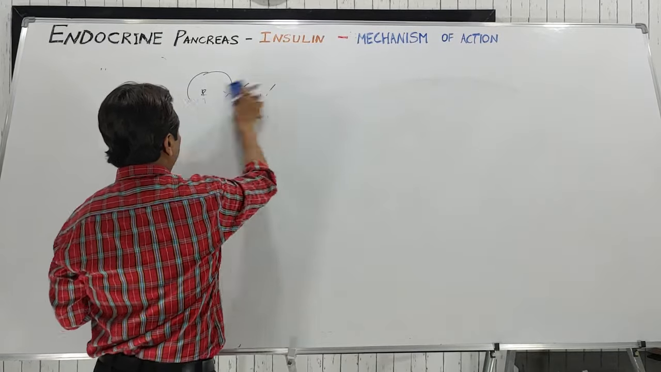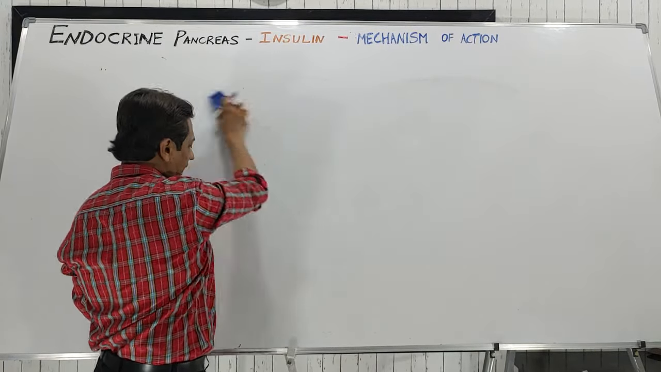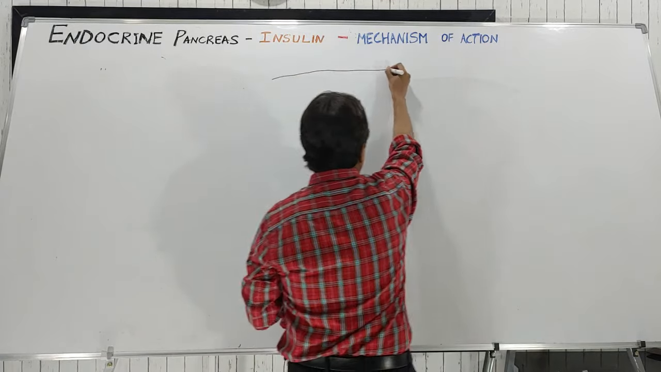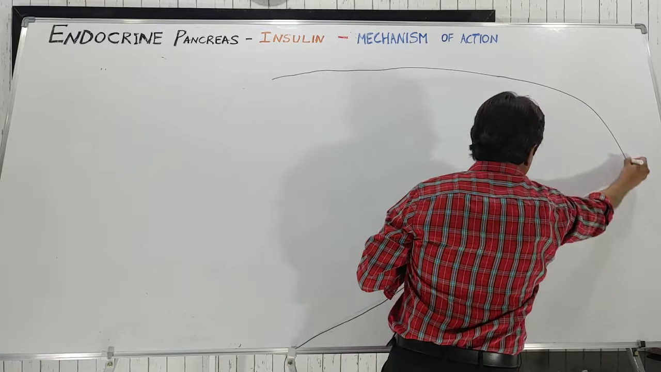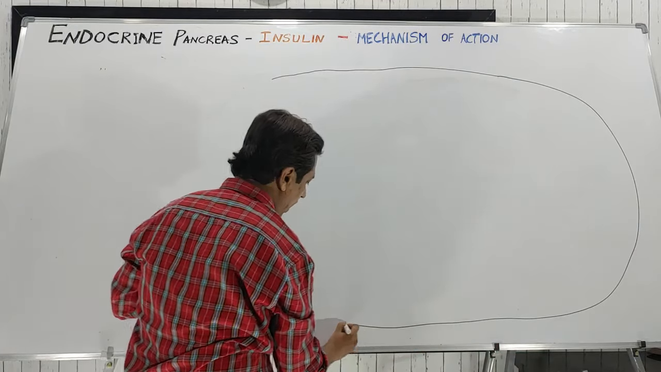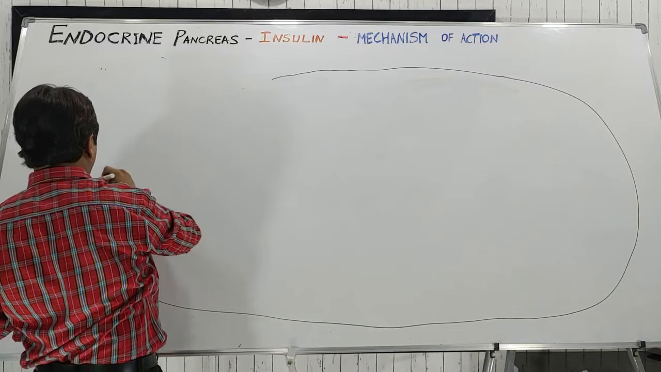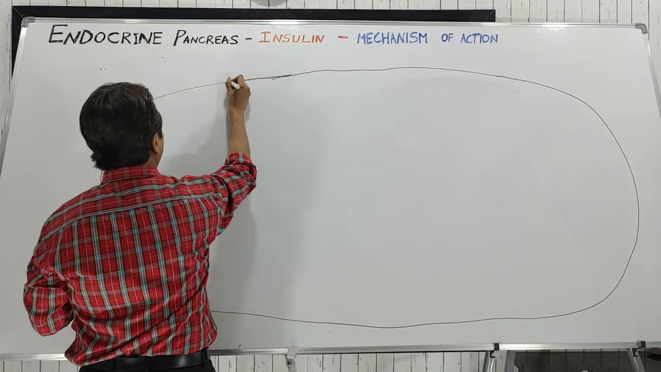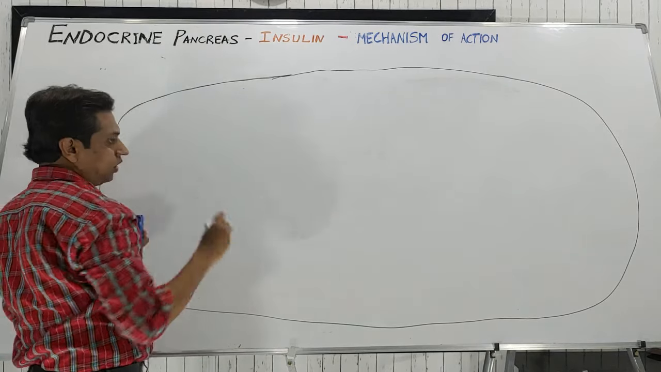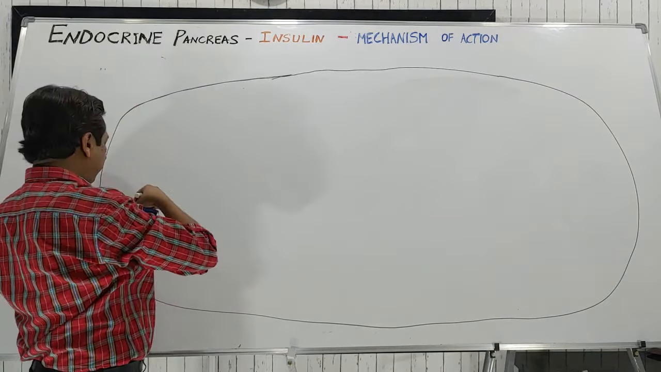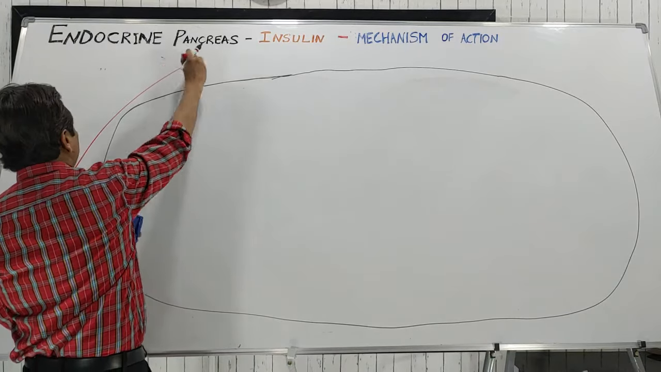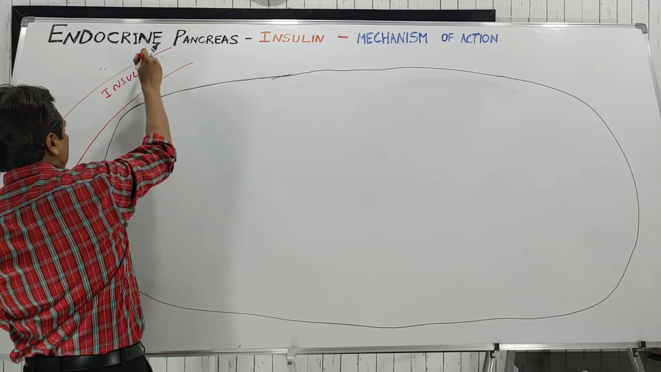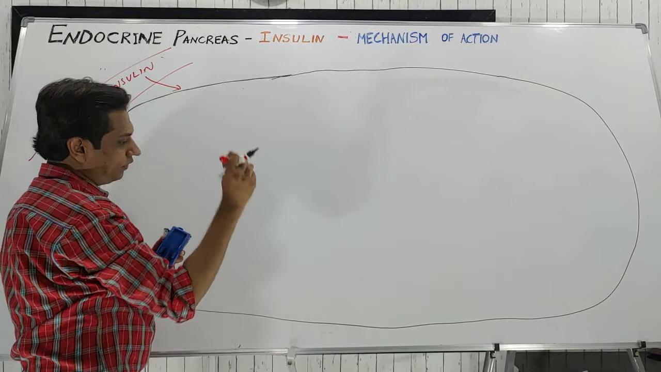For this I'll just draw a hypothetical cell on which insulin will act. Consider this as a cell. A cell will have a cell wall and cell organelles like the nucleus and other structures. So consider this as a hypothetical cell. Now from the blood vessel, this insulin molecule will act on this target cell.